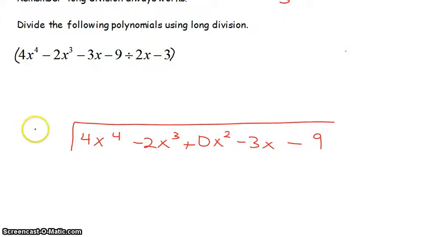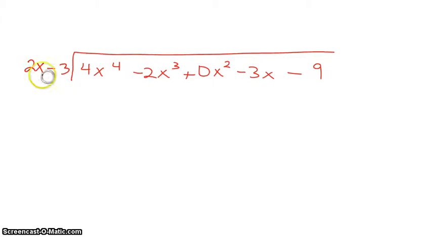Then my divisor here is 2x minus 3. And of course there should have been a parenthesis here and here. And so now I ask myself, just like we did in our long division a minute ago, 2x goes into 4x to the 4th how many times? 2x to the 3rd. But now, since it's a polynomial, you've got to multiply this not just times the 2x, but times both things. So 2x cubed times 2x will give me 4x to the 4th. And then 2x cubed times negative 3 gives me negative 6x to the 3rd.